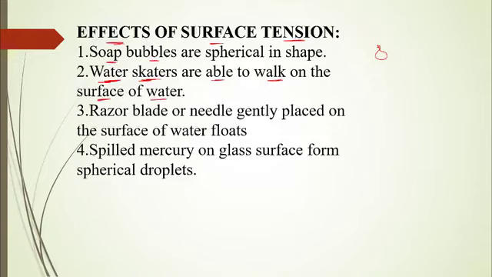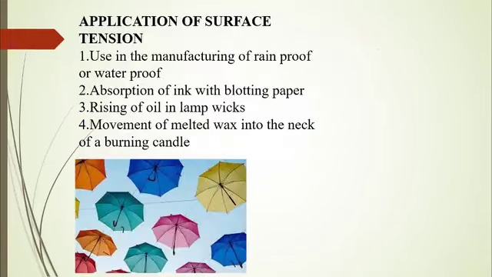We also have a razor blade or a needle. When you get a razor blade or a needle and you place it gently on the surface of the water, it will surely float, despite the fact that it is a metal and should naturally sink below the water. But it will float when you place it gently. That is also an effect of surface tension that is behaving as an elastic body at that point in time. Also, spilled mercury on a glass surface forms spherical droplets.